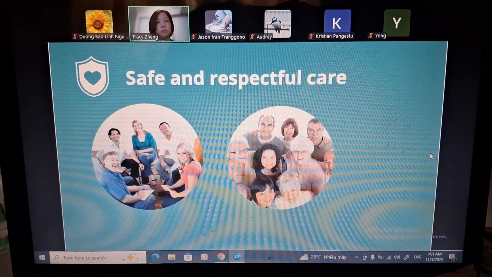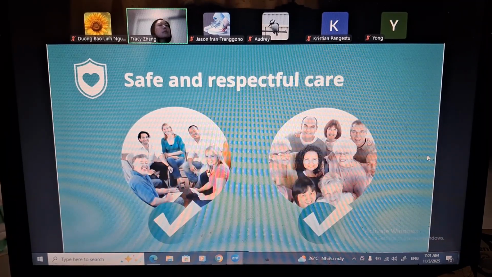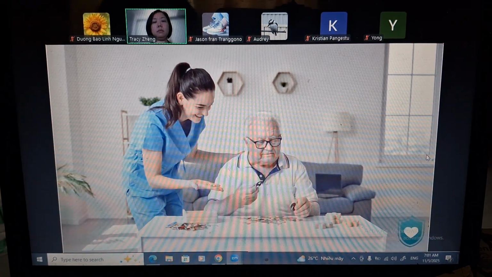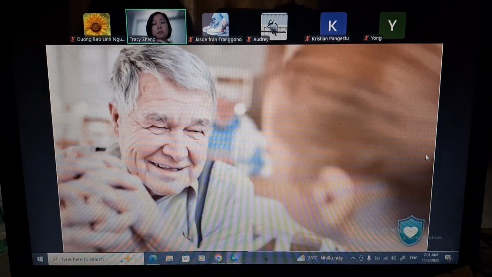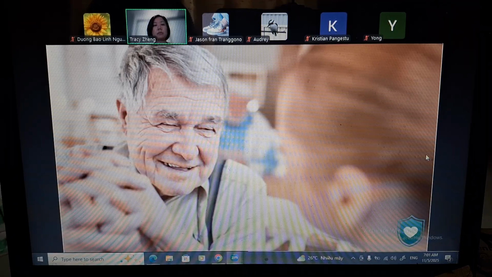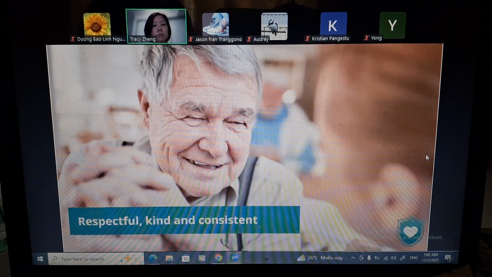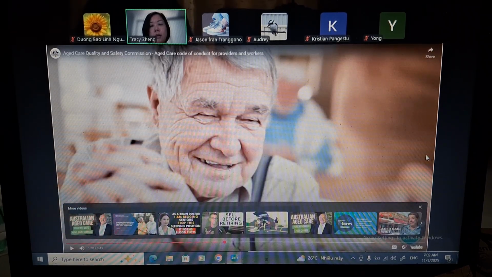However, these visiting medical and allied health practitioners are still required to provide safe and respectful care and behave in a way that aligns with the Code. The requirements of the Code should already be familiar to you, as they are consistent with your existing obligations. Providers, responsible persons, and workers must act in a way that is respectful, kind, and consistent with the behaviours set out in the Code. So that is the first one. Please write it down. All of the staff, you do need to respect the clients.